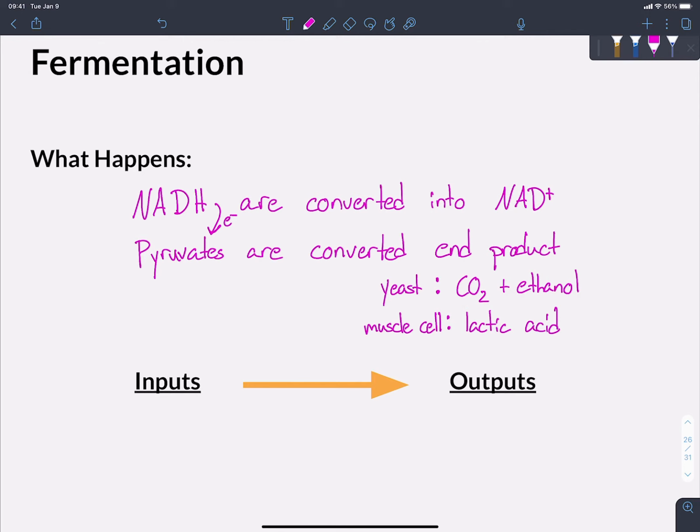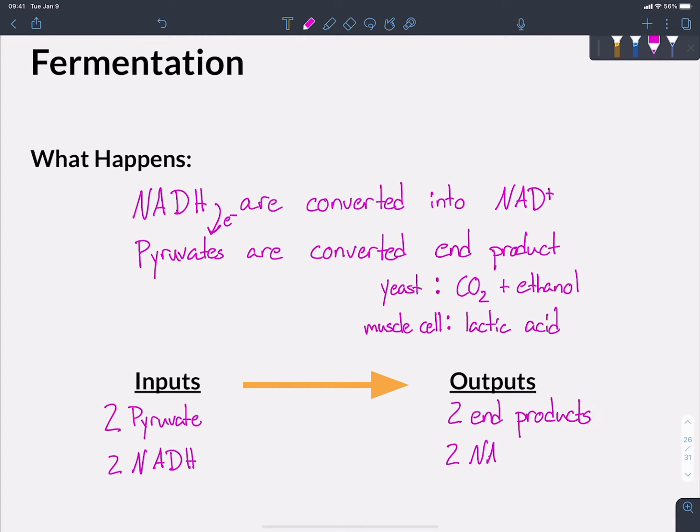So our inputs into fermentation are going to be our pyruvate. We'll have two of them, and we have our two NADHs, and our outputs are going to be two end products of various compositions. We see a couple up above, and we're going to have our two NAD pluses. Notice that we don't make any ATP. The only purpose of fermentation is to regenerate these NAD pluses so that cells that are anaerobically respiring can continue to produce ATP through glycolysis.